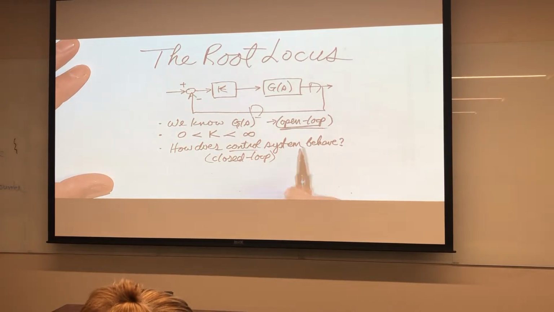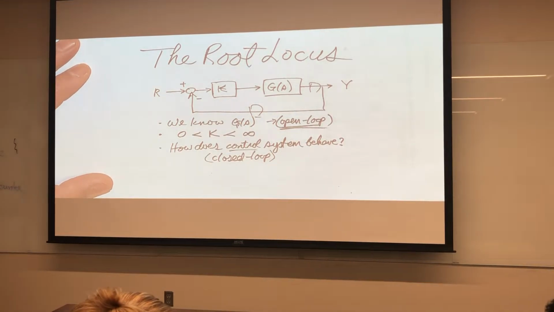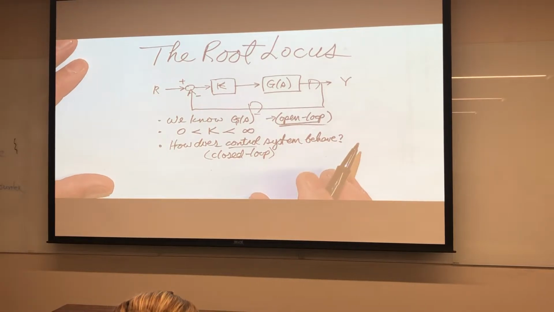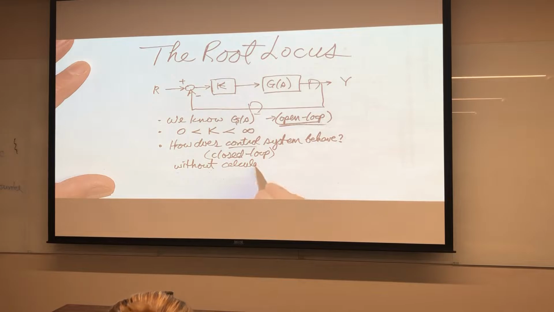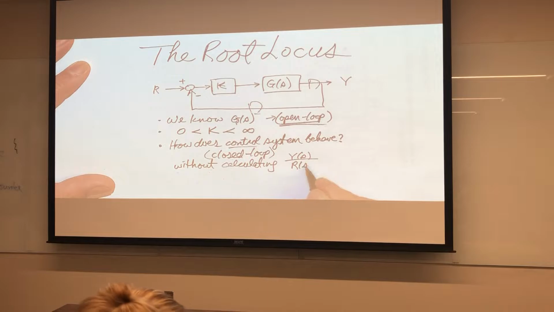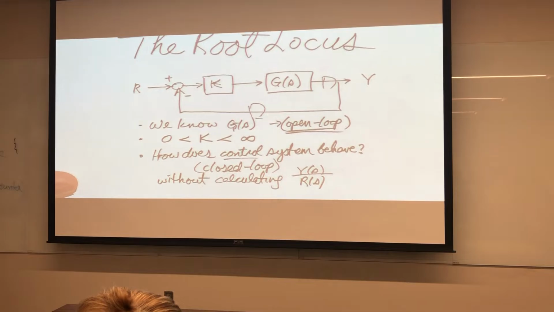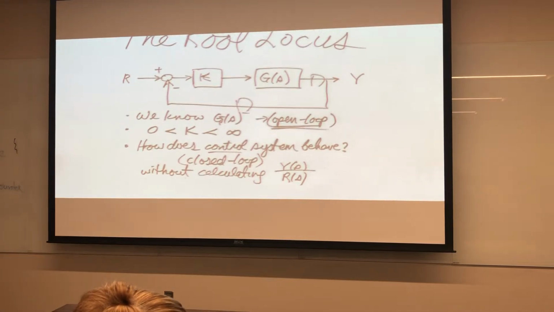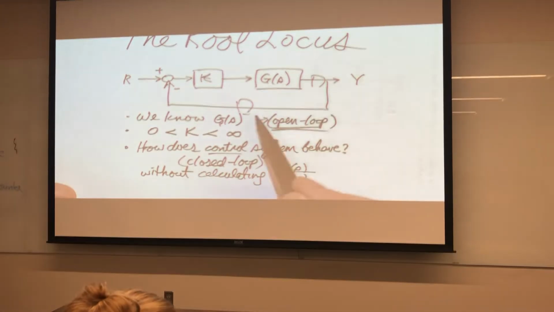Now, what we could do is calculate the closed loop model. This is the output, and this is the reference. And the question is, how does the control system behave? We'd like to get a fairly accurate answer to that question without calculating y over r, or a closed loop model. This is what the root locus technique allows us to do. It allows us to answer how this closed loop system behaves, given that I know just information about the open loop.